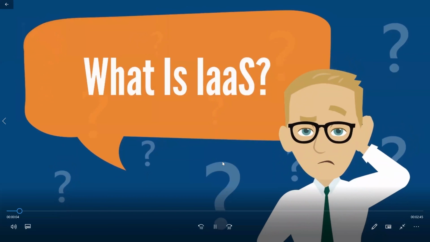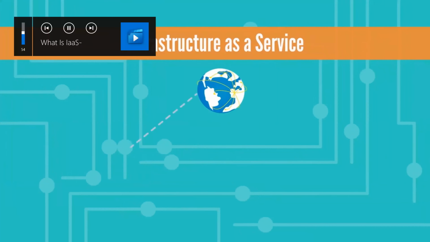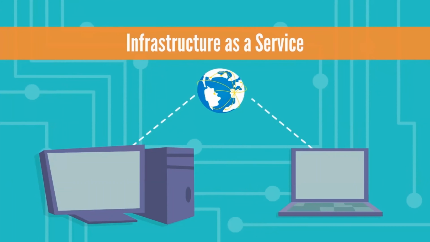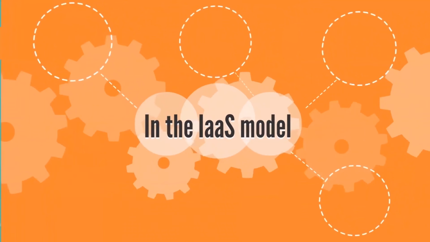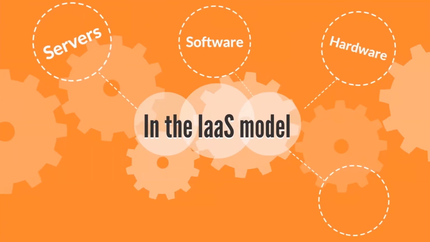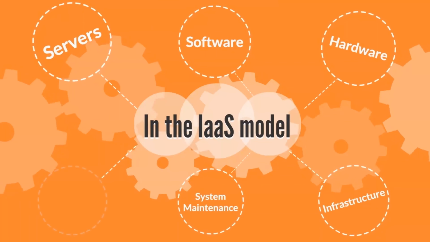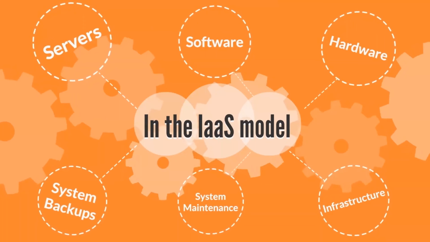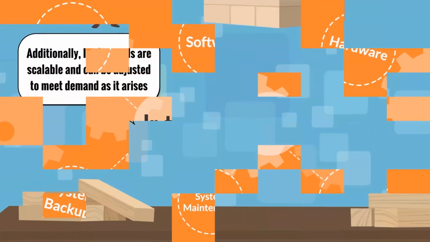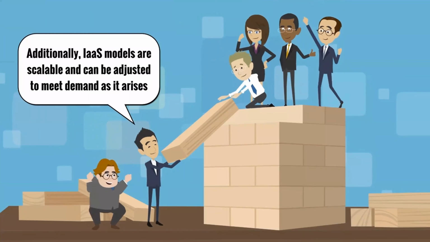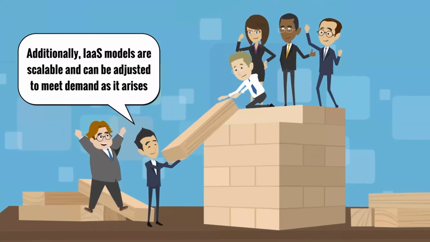What is IaaS? Infrastructure as a Service, also called IaaS, is a method of cloud computing that offers and manages instant computing infrastructure over the internet. It sits alongside SaaS and PaaS. In the IaaS model, a third party hosts servers, software, hardware, and other infrastructure components for users. It also handles system maintenance and system backups to decrease downtime and to quickly restore in case of an outage. Additionally, IaaS models are scalable and can be adjusted to meet demand as it arises. Workloads that change frequently and unexpectedly, as well as those that are temporary, are perfect for IaaS models.